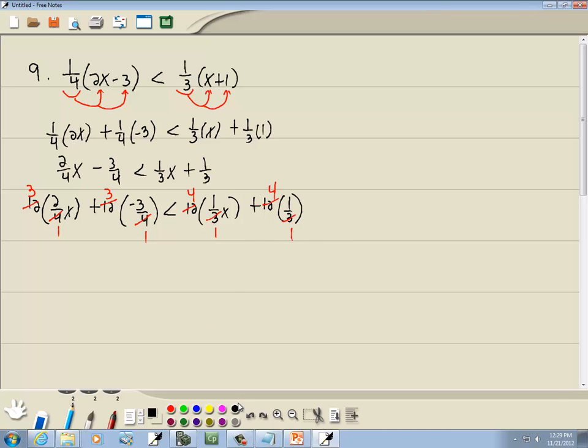Sometimes people wonder why I do it that way, instead of just doing 12 divided by 4 and just putting a 3 up here. The reason why I do this is it's kind of a visual check. If all of your denominators are 1s at this point, that means you picked the right LCM. Well, 3 times 2 is 6. We got 6x. 3 times negative 3 is negative 9. Less than. 4 times 1 is 4x. And 4 times 1 there is 4.